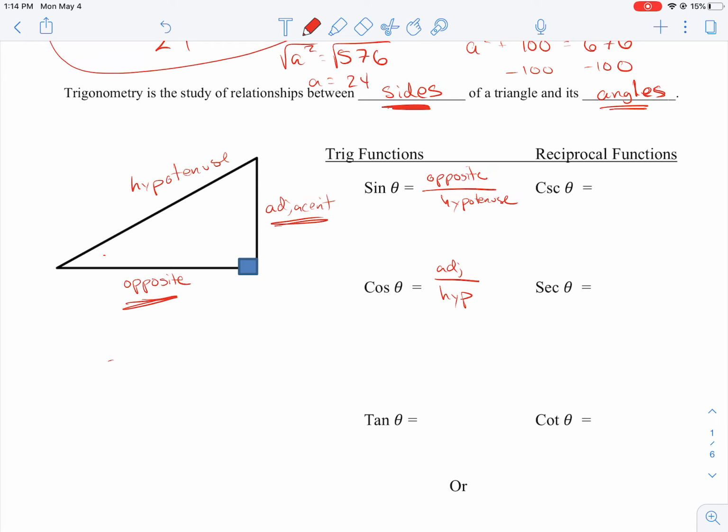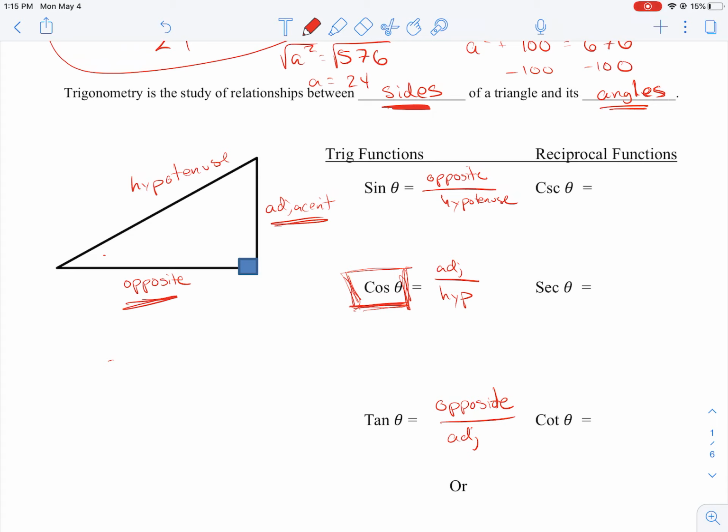And tangent is equal to opposite over adjacent. Okay? So this is what your trig functions look like. All right? So what this means is to find this angle measure, you're going to take this side and divide it by that side.